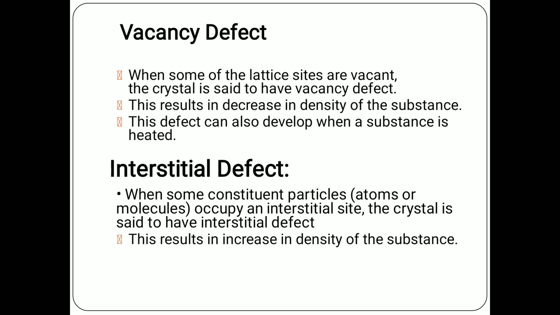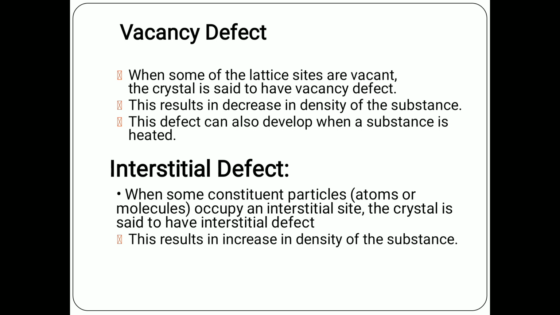This defect can develop when a substance is heated. In a vacancy defect, the particles will leave the lattice point and they are left out into the atmosphere. Basically, this type of defect is observed when you are heating a solid. Because there is a loss of constituent particles, the total mass of the solid decreases, whereas the volume of the solid is constant. We know that density is equal to mass divided by volume. Therefore, as the mass decreases and the volume is constant, the overall density decreases. Therefore, in a vacancy defect, there is a decrease in density.